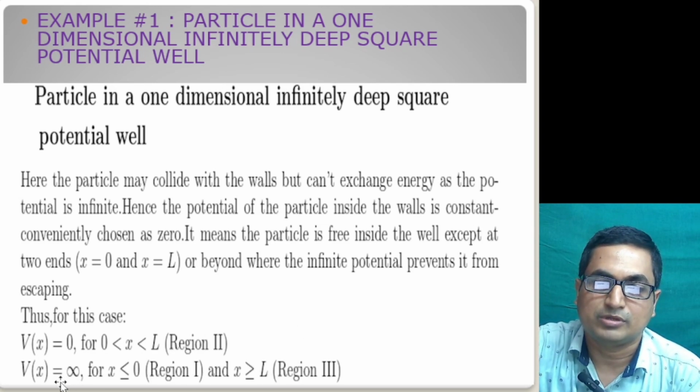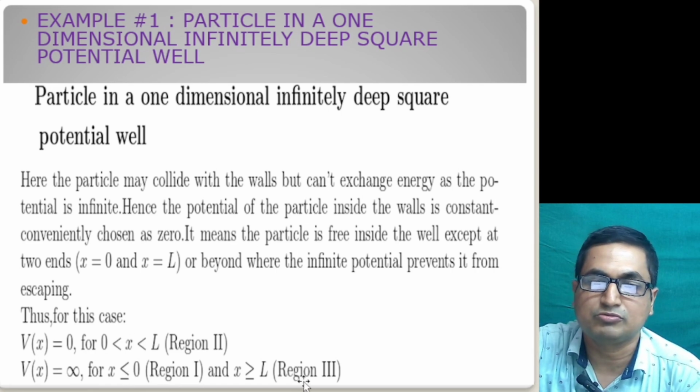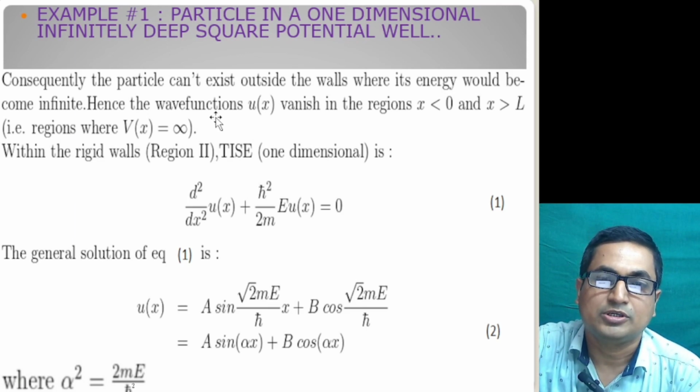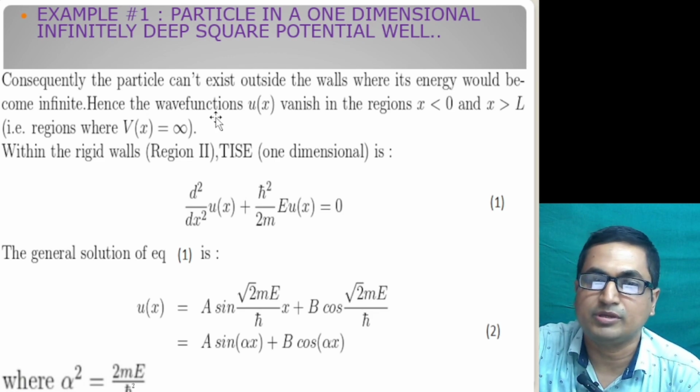Okay, so we'll find the Schrodinger equation for these three regions, and it will be obvious that since the potential energy is infinite for regions 1 and 3, definitely there will be no wave function for these regions, and we'll discard the wave function for them. The wave function will vanish in the regions x less than 0 and x greater than L because the potential energy is infinity, and this is one of the boundary conditions that we encountered while discussing well behaved wave functions in the last videos.